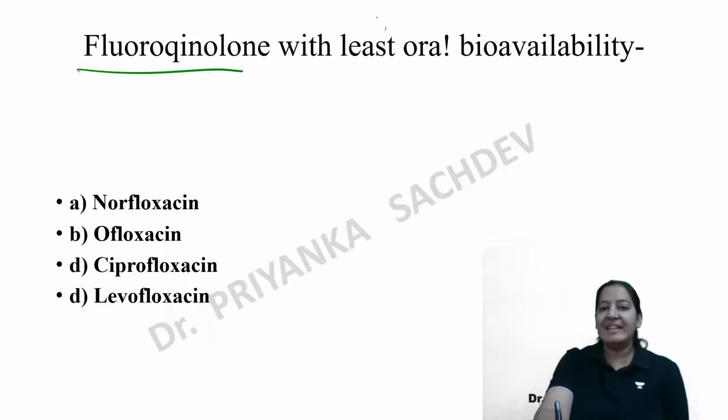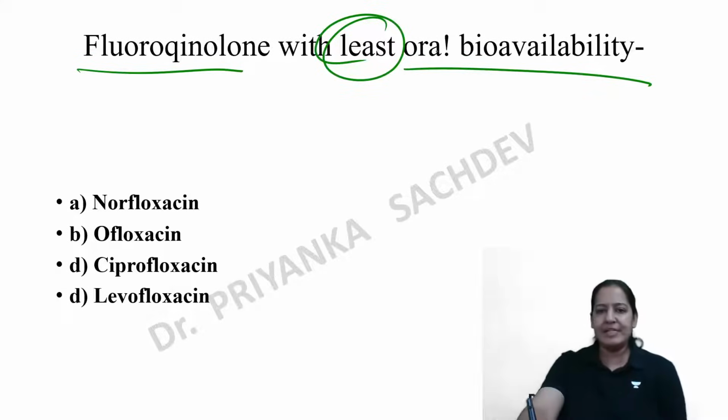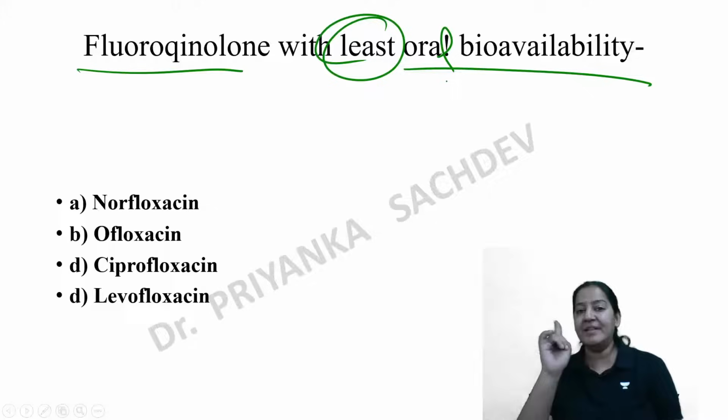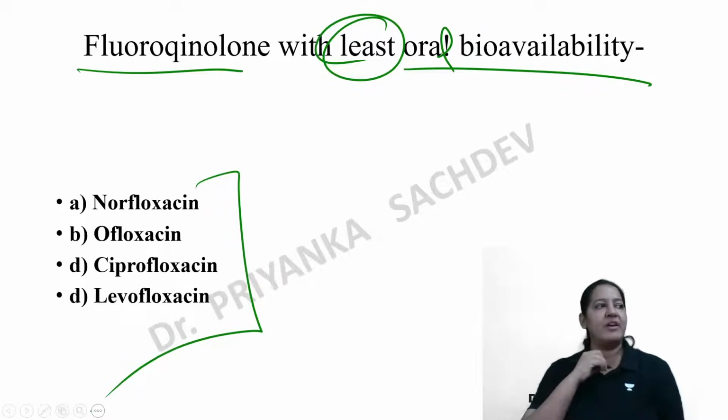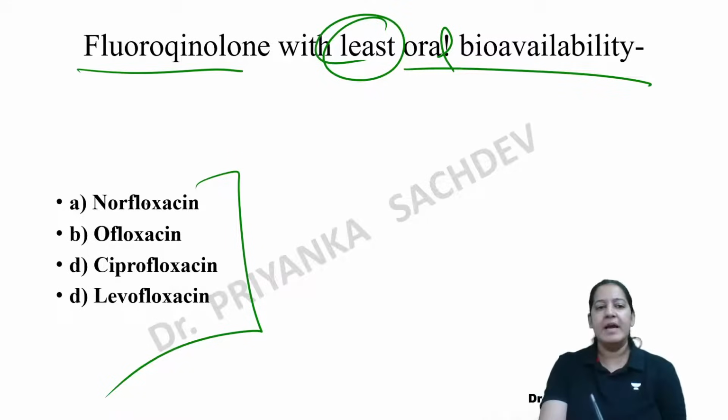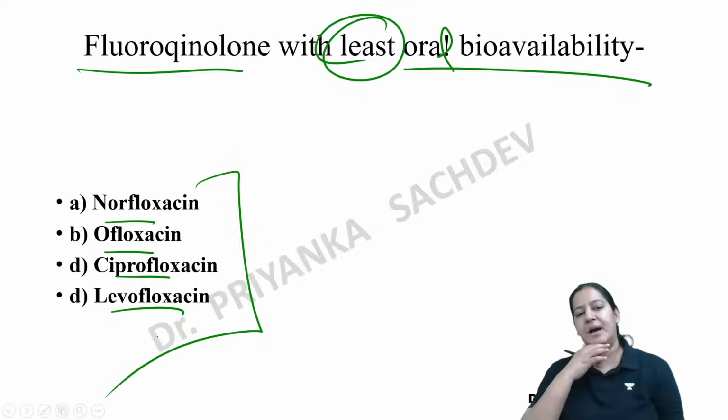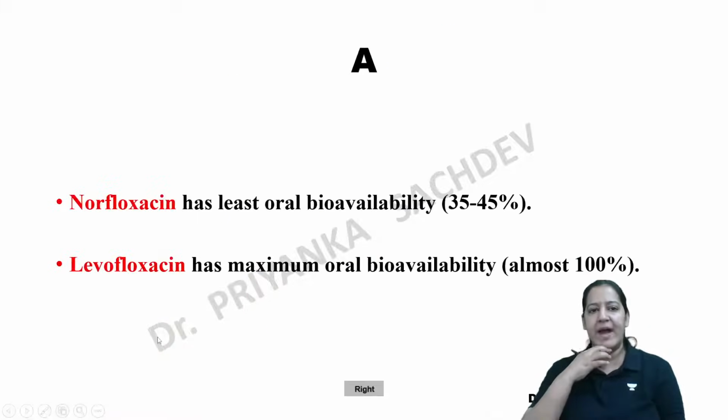Anyways, fluoroquinolone with the least oral bioavailability. Tell me the least one. Which has the least bioavailability? The four options are in front of you. I taught you this question. Fluoroquinolone with least bioavailability: is it Norflox, Oflox, Ciproflox, or Levoflox? Tell me the answer. Sufi, Amar, Kishore, Priyanka, others, what is the correct answer? Amar is saying A. Is it right?